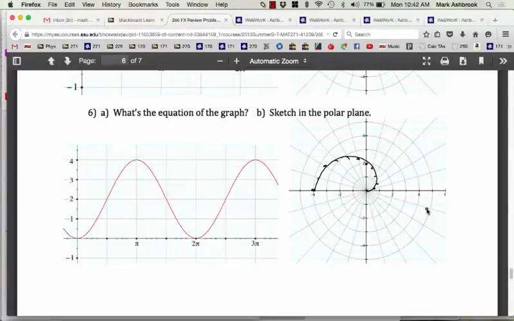Is that Fibonacci? I don't know. No. Maybe.